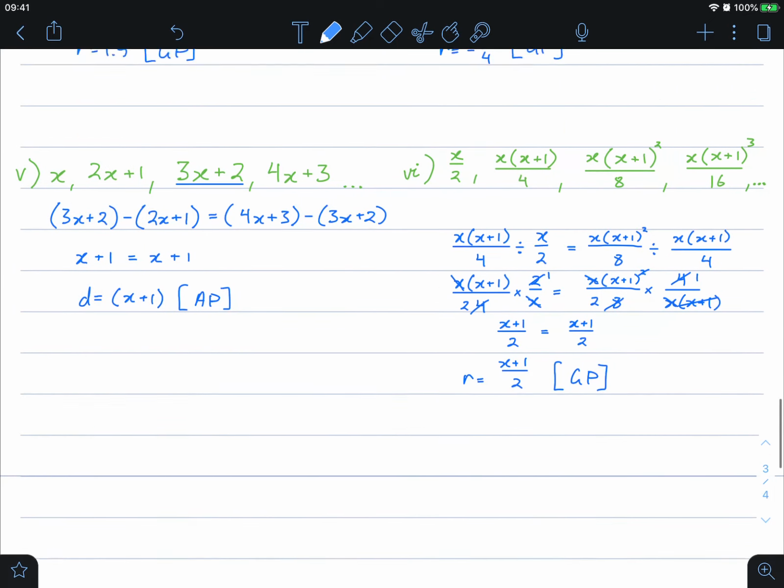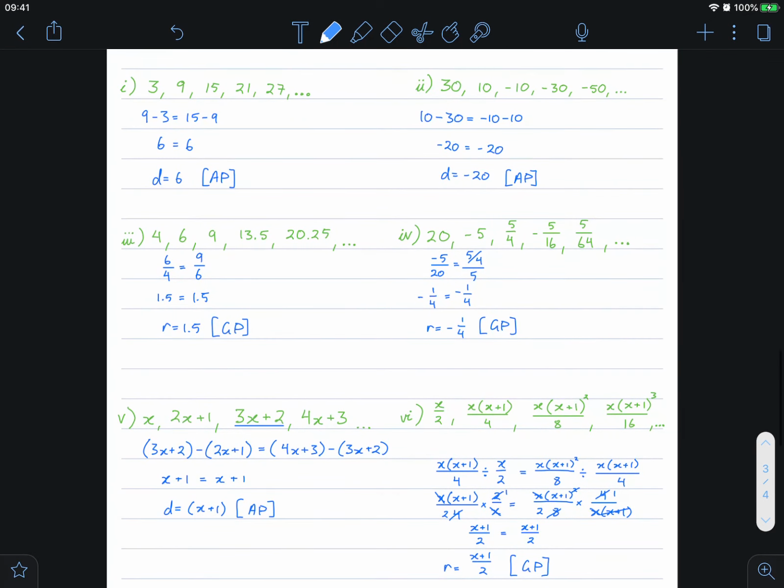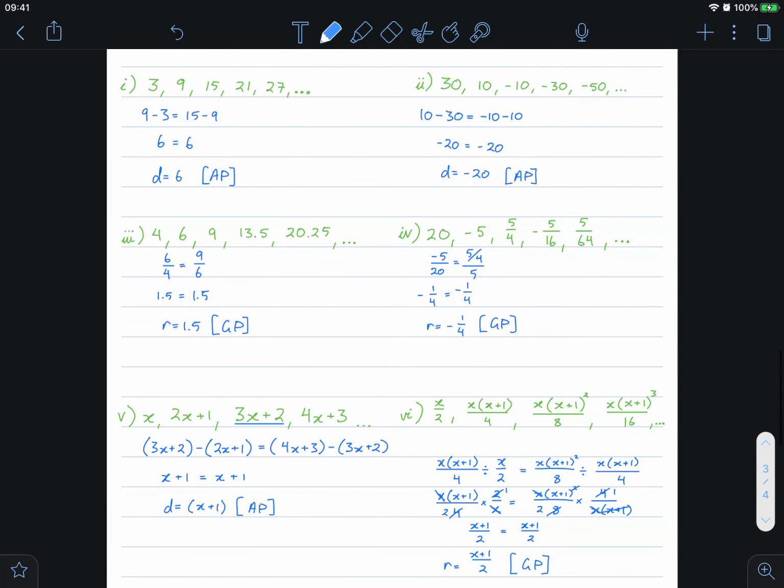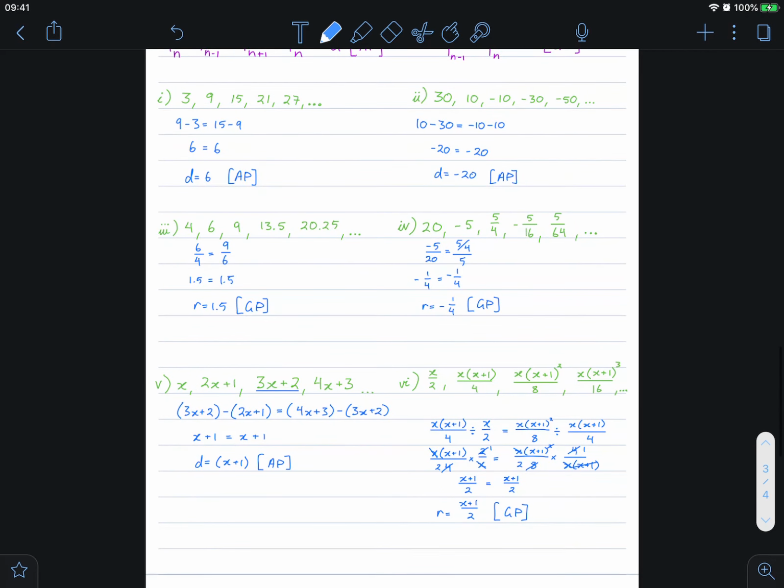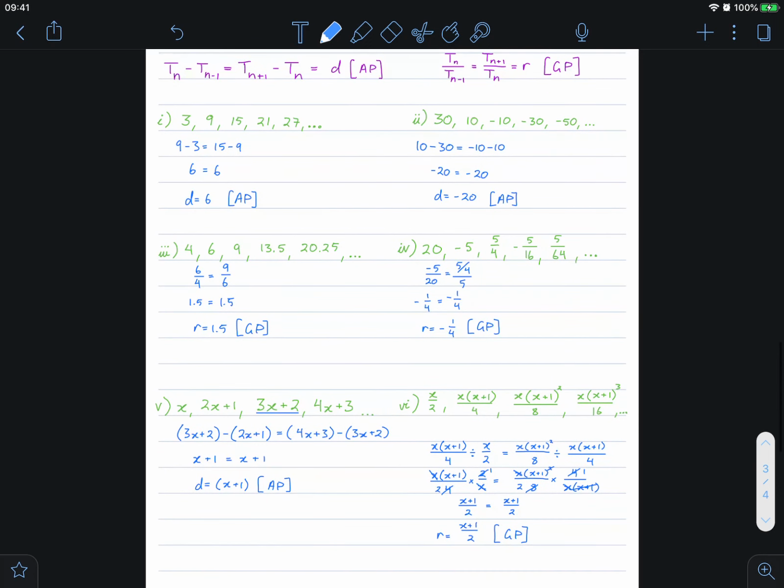So I hope that gave you an insight into calculating common differences and common ratios in arithmetic or geometric progressions.